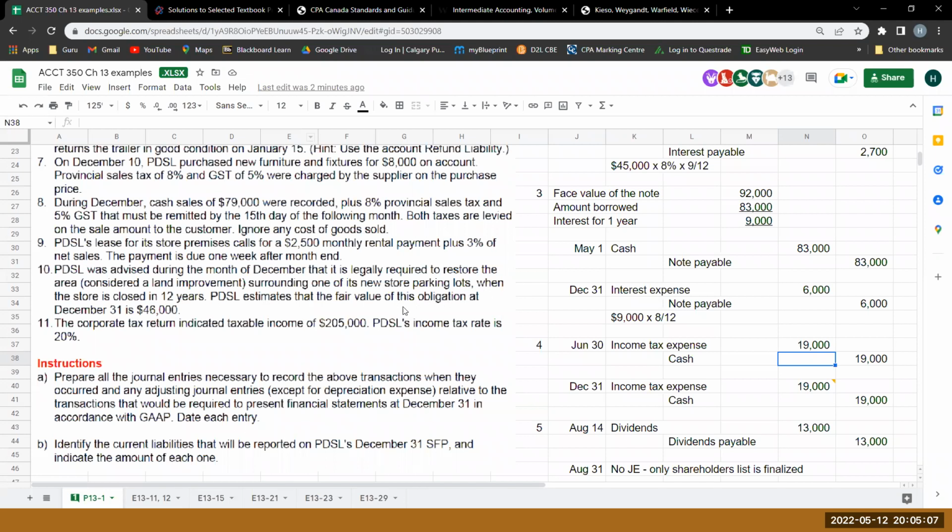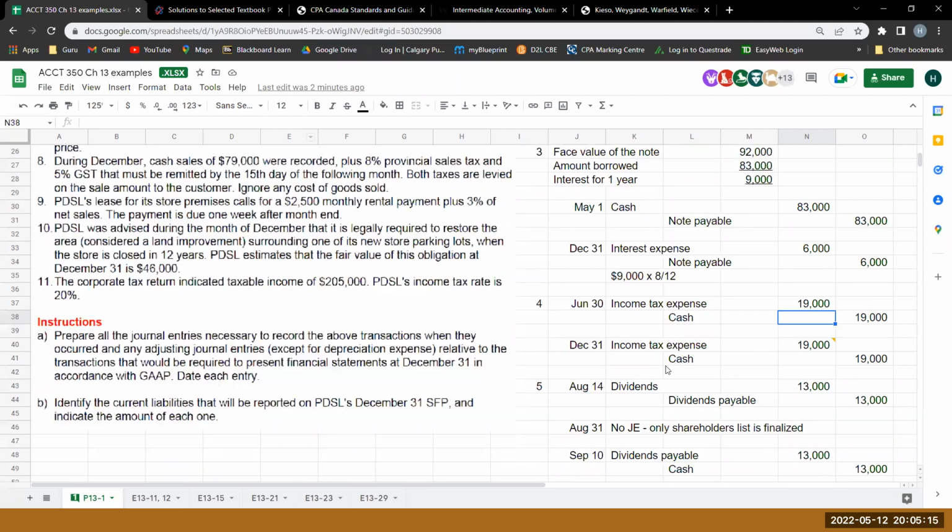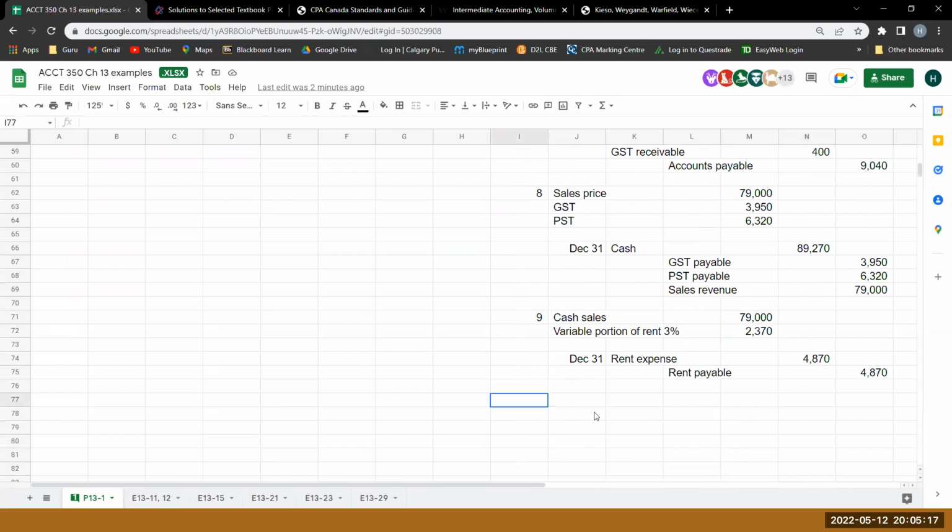So in the question, they give us that the fair value of this obligation at December 31st is $46,000. That's what we're going to do for number 10. Debit land improvements for the $46,000, and we're going to credit an asset retirement obligation. If this was IFRS, we would have used decommissioning obligation.